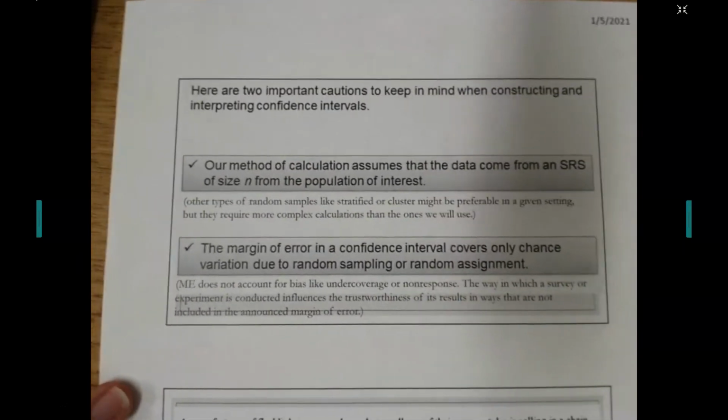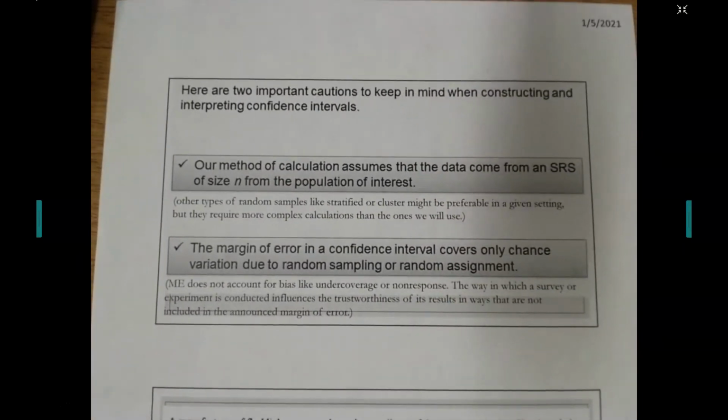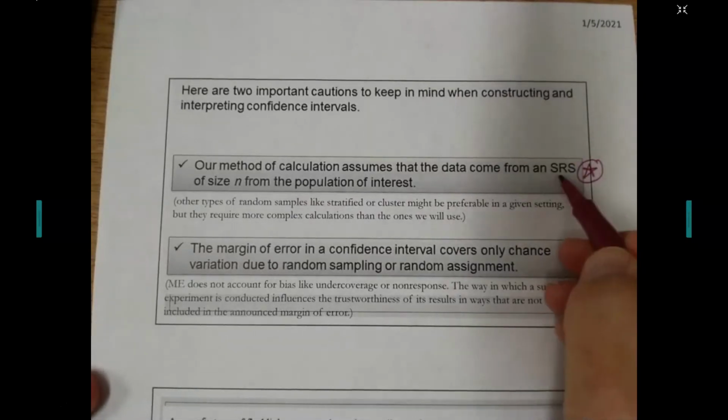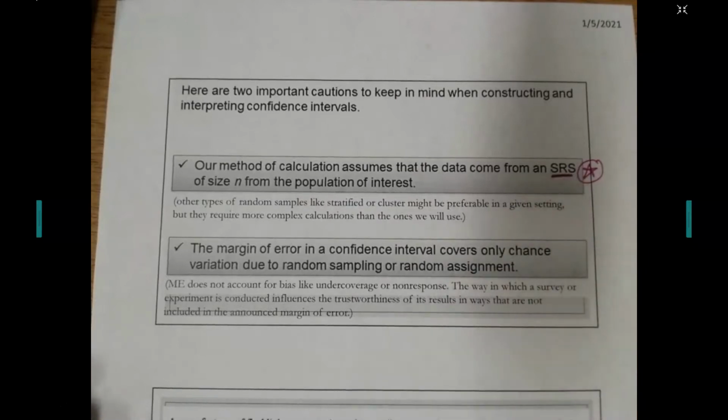All right, couple of things to keep in mind. Number one, our method of calculation assumes that the data comes from a simple random sample, and we have talked about this starting in Chapter 7. It's very important that we have a simple random sample that we're dealing with here. There are other great ways of sampling, but that's not going to be the one we use here.